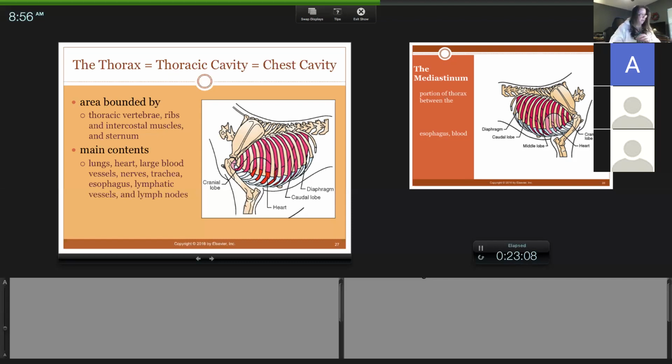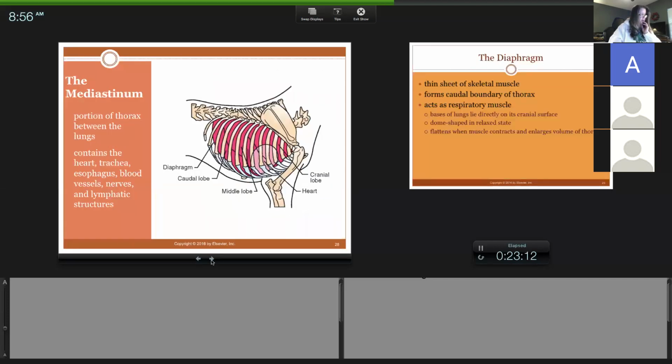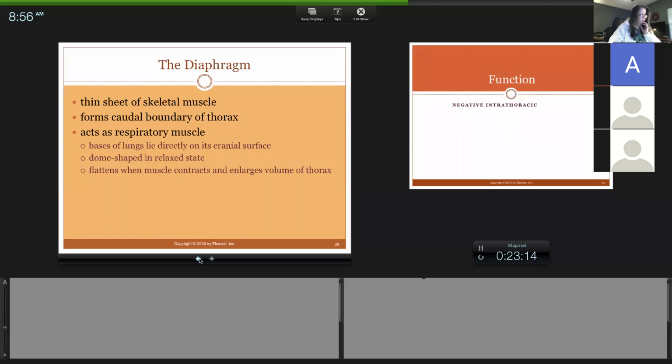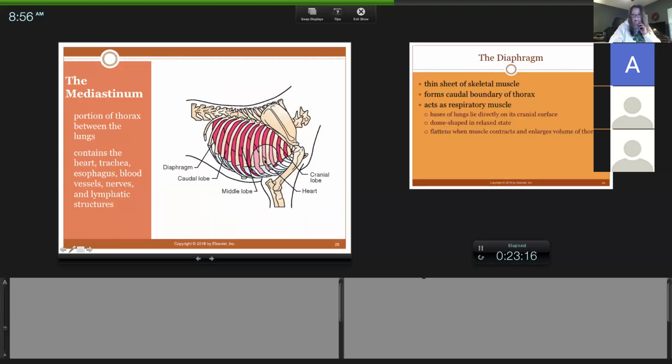The purpose of the diaphragm is not just a wall. Now remember, the mediastinum is this space right here. Most of your thorax is lungs. The majority of your thorax is lungs. You've got this space right here that contains most of the very important structures: blood vessels, nerves, lymphatics, heart, and such.